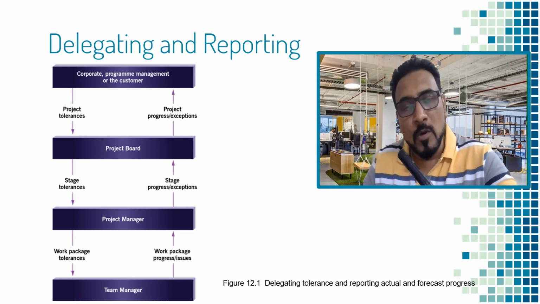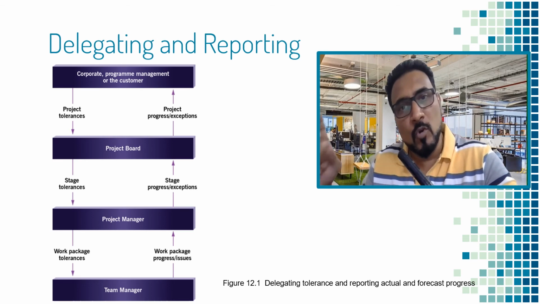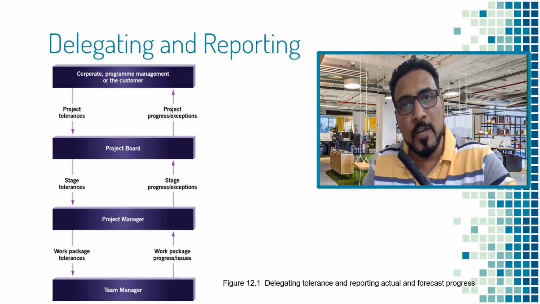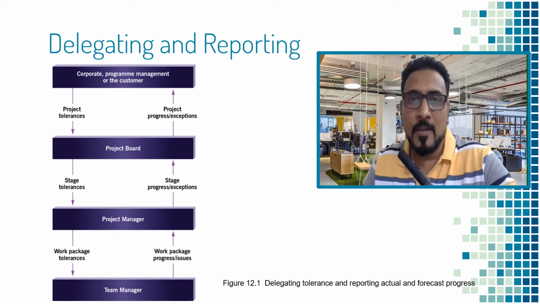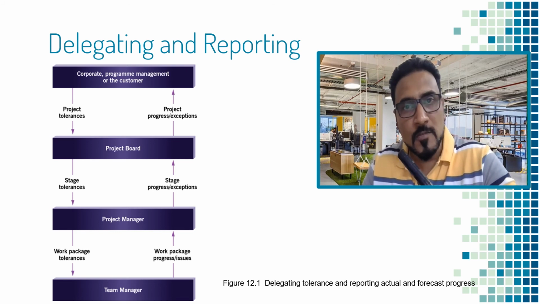The project board then breaks down the project into stages and gives one stage at a time to the project manager. Now when they give a stage to the project manager, the original tolerances that were set for the entire project are now broken down to stage level. So every stage that comes down to the project manager to work on has tolerances set for those stages also. A stage may contain multiple work packages and those work packages are then given by the project manager to the team manager, setting work package level tolerances.